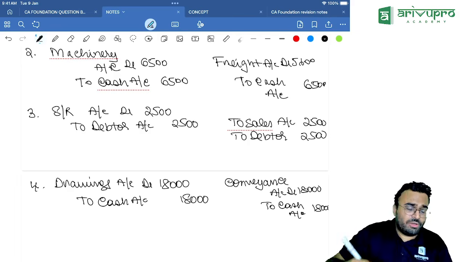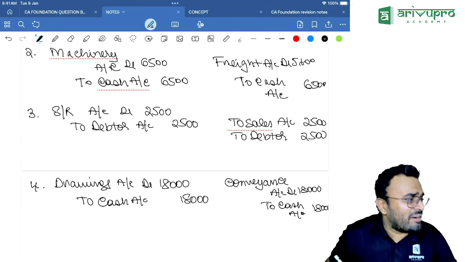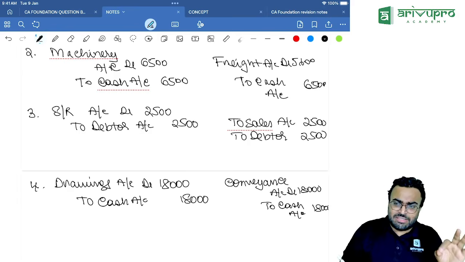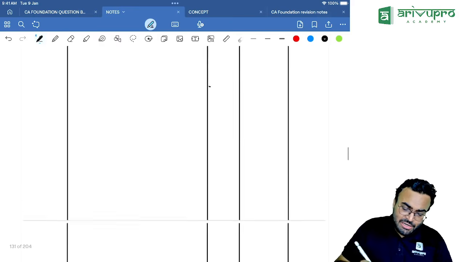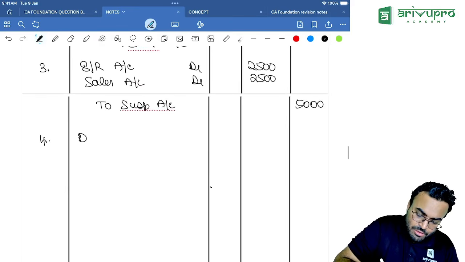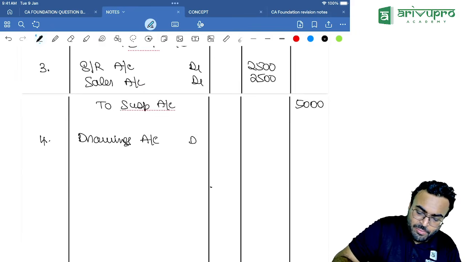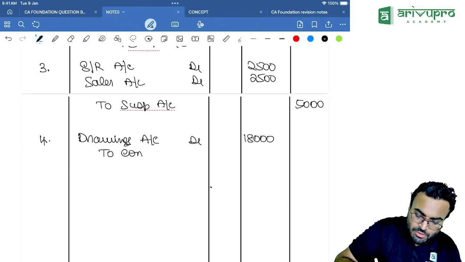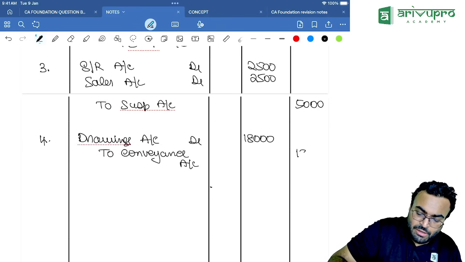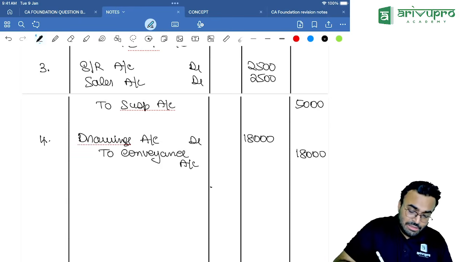Now, guess what? The same thing was there in the study material. So the rectification entry now will be drawings account debited 18,000 to conveyance account 18,000. Clear?